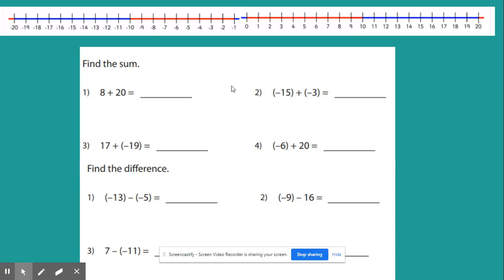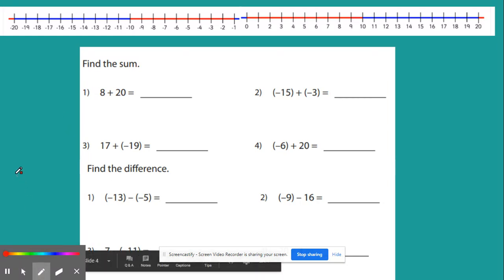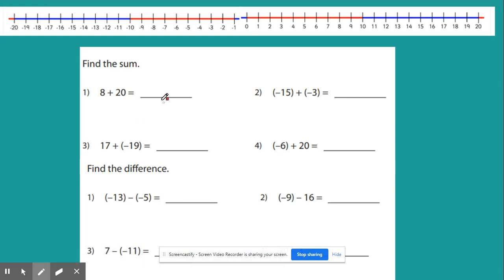Okay, now, this first problem says find the sum. Sum is another word for addition, right? And I would be very surprised if most of you couldn't tell me without any thought whatsoever that this is 28. Still getting used to this board here, so be patient with my handwriting. It'll get better, I promise.